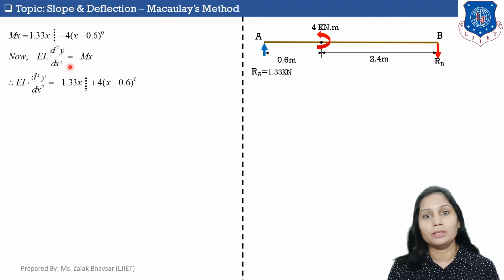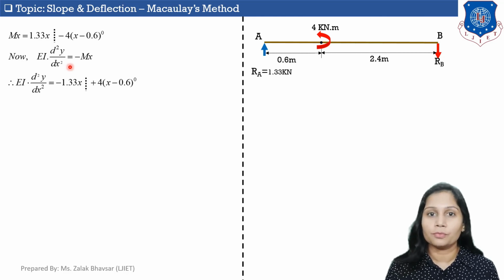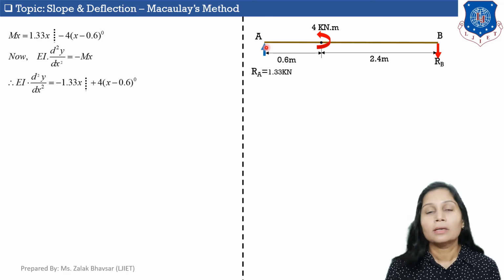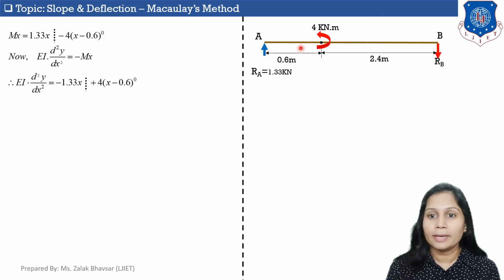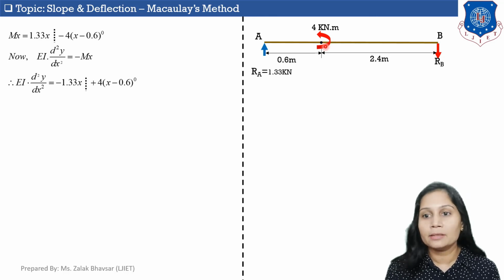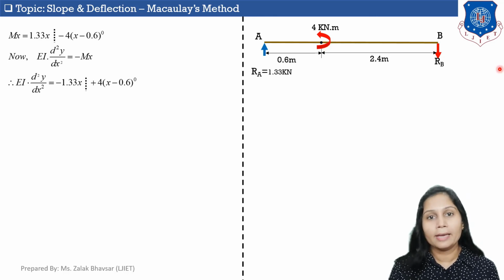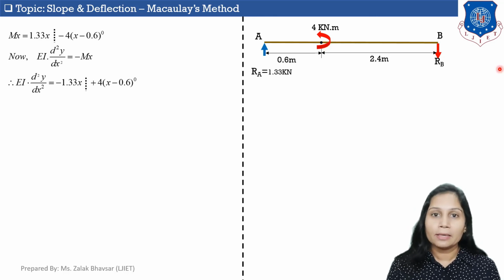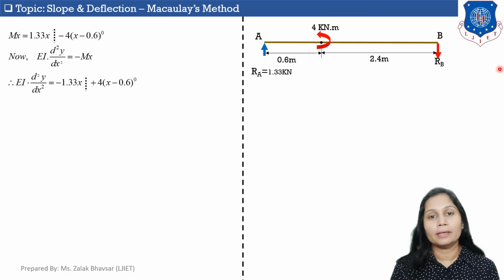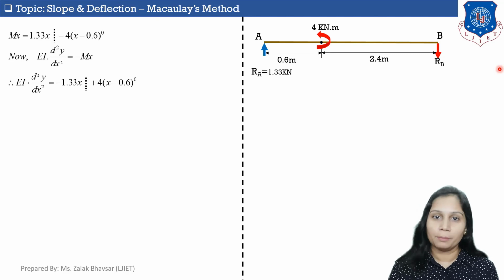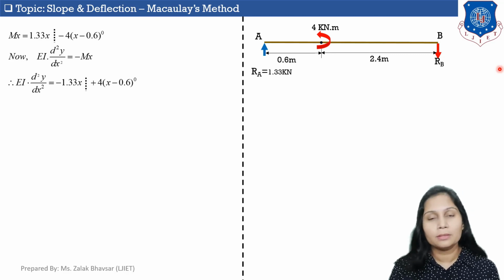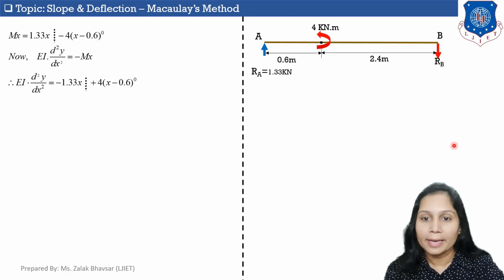Now first of all, we need to calculate Mx, and for calculating Mx, first of all we need to divide this beam into two different parts. So let's take AC as the first part and CB as the second part, and if I take a section in both the parts, then I need to calculate the moment in both the parts. So let's start with the first part, that is AC.